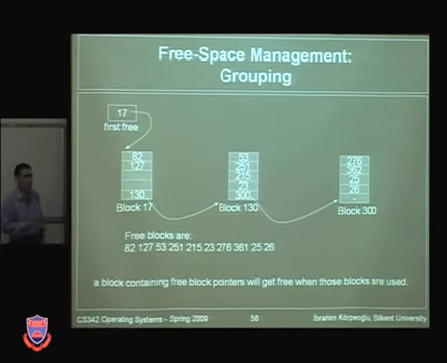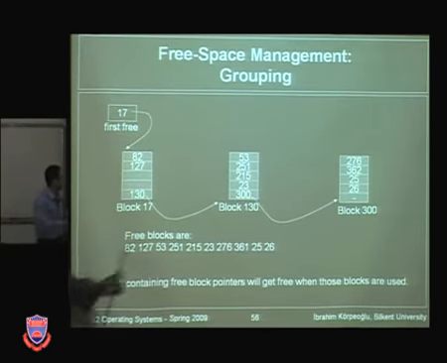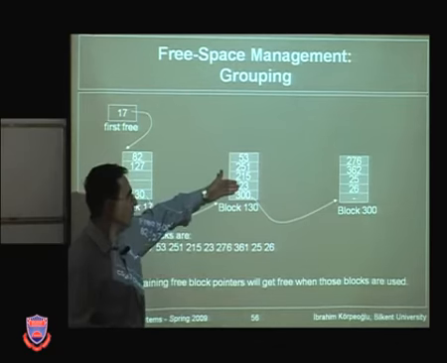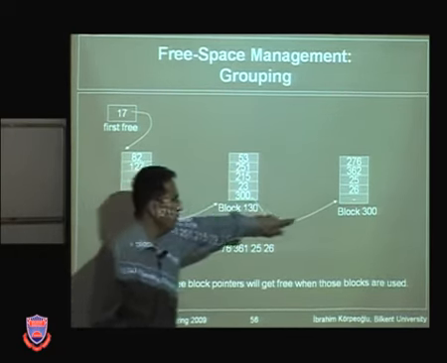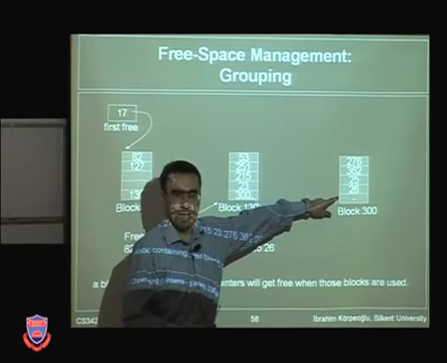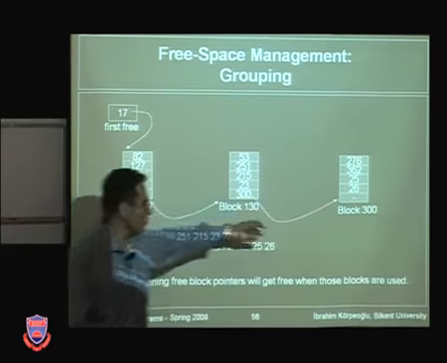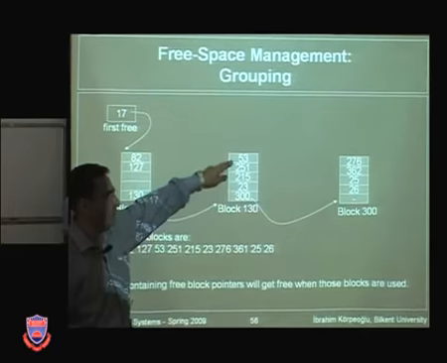This is the method. This is called grouping. You just group a set of addresses, or put a set of free block addresses, into a block. How many addresses can you put? You need one address to point to the next block that contains free block information. So you cannot use that entry, but the remaining entries can be used.